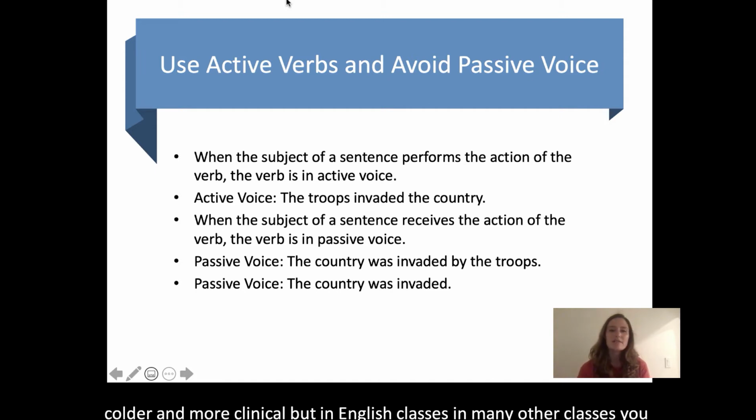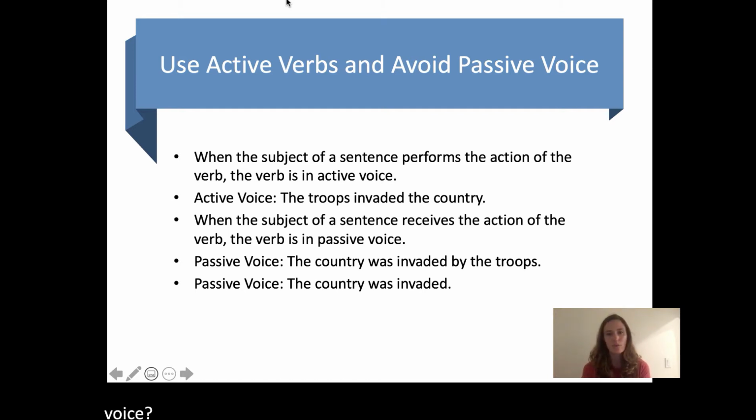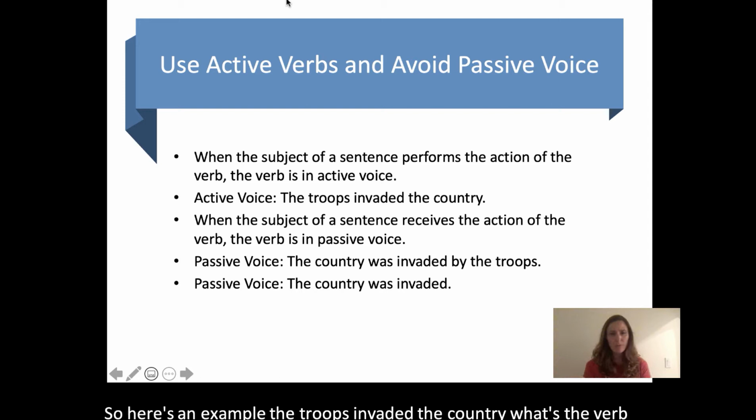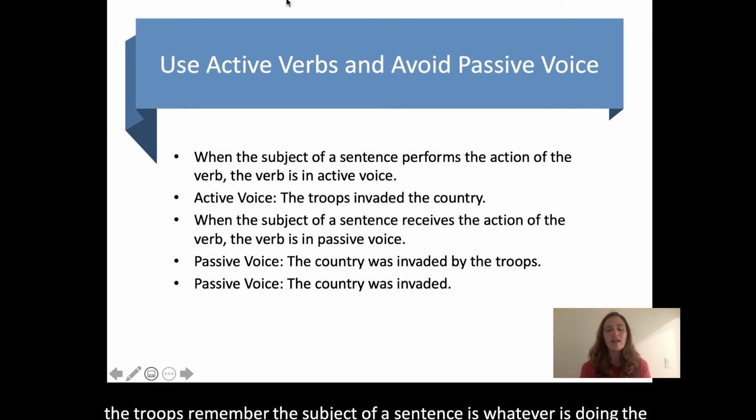When the subject of the sentence is doing the action or performing the action of the verb, that is active voice. So here's an example. The troops invaded the country. What's the verb? Invaded. Who's doing the invading? Who's doing or performing the verb? The troops. Remember, the subject of a sentence is whatever is doing the verb. So the troops, that's the subject. The verb is invaded. The first thing that pops into my head when I read this sentence is an image of the troops doing something, invading, right? That's active voice. That's ideal.